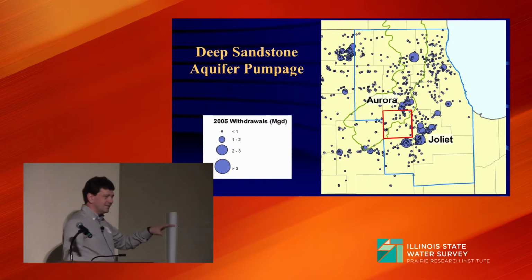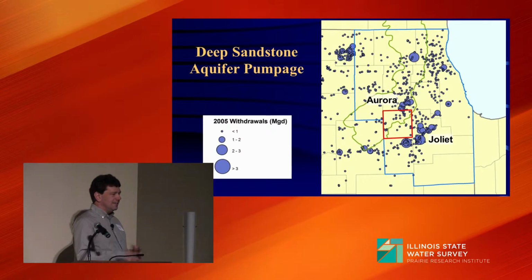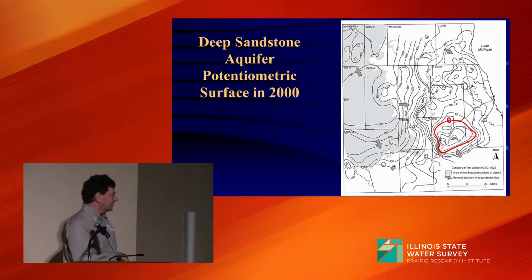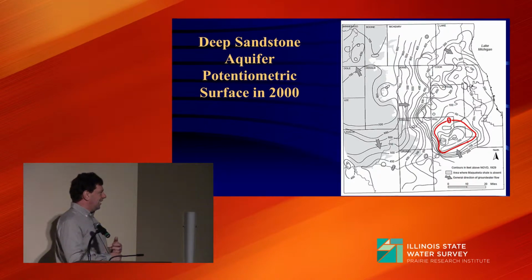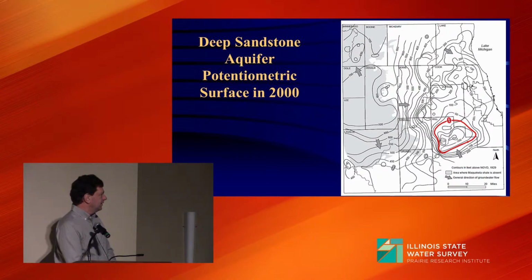And Kendall County is kind of sandwiched in between Aurora and Joliet in the red square there. They're a rapidly growing suburb. So all this water use in northeast Illinois has lowered the water level hundreds of feet, 700, 800 feet. And in that red circle there around Joliet, it is actually below sea level.